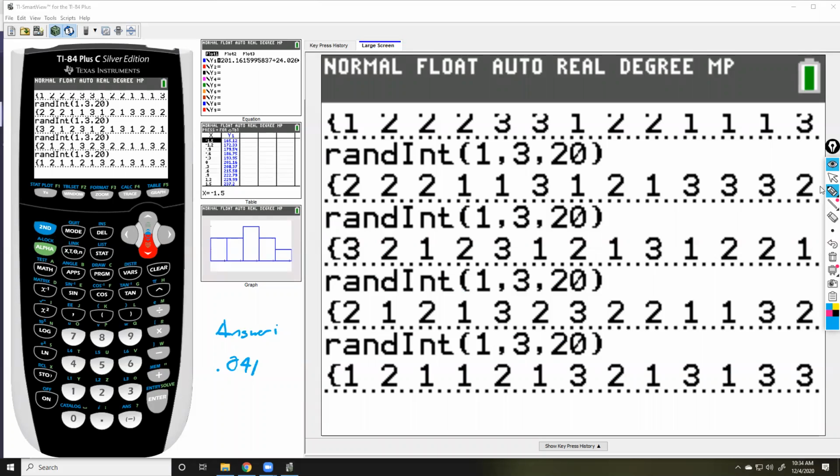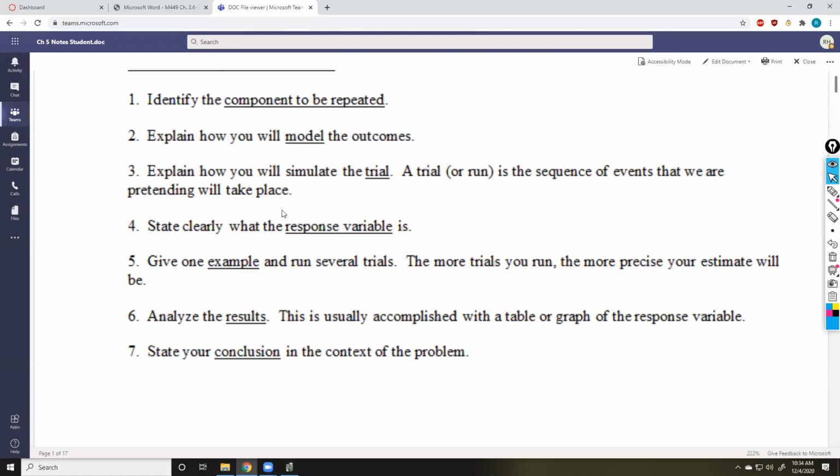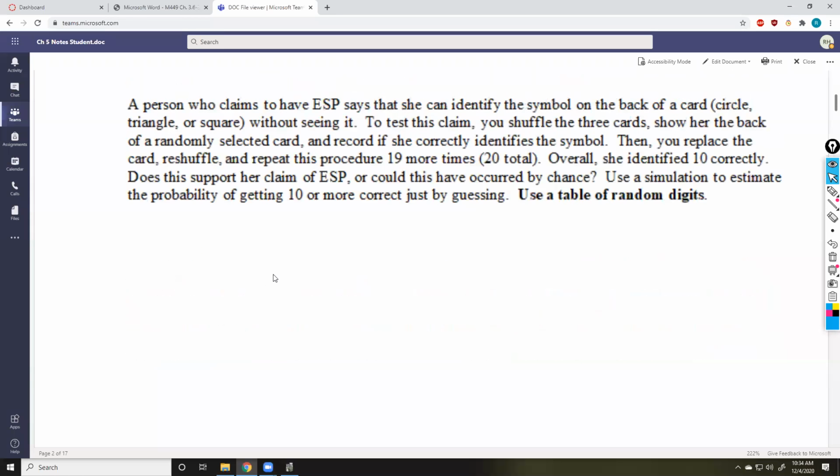So to recap again, and then we'll do one more. We are using these random numbers to estimate a probability. And we are simulating a trial of a certain amount. In this case, it was guessing our 20 cards. So each of those numbers represented a card and guessing a card. And we either guessed correctly or incorrectly. And we're wondering, did we get at least 10 of them correct? That's what we were looking at.